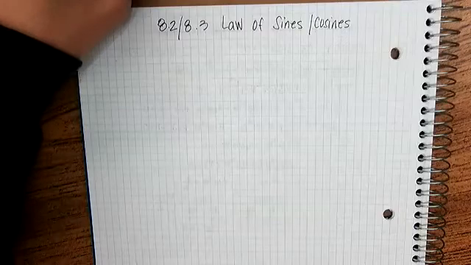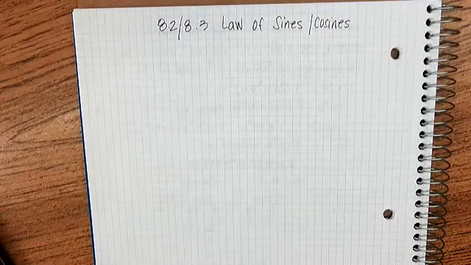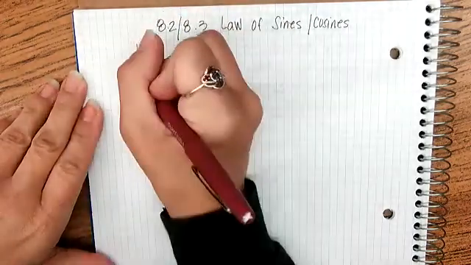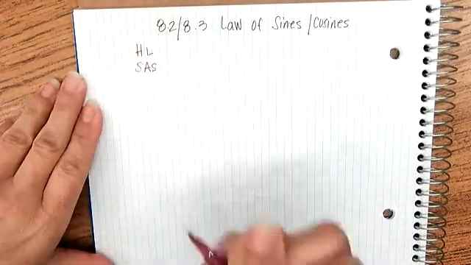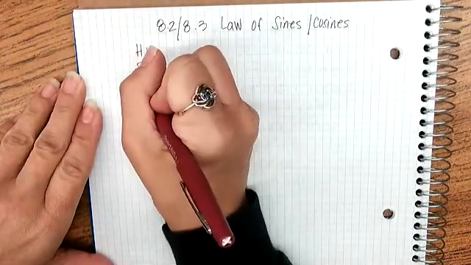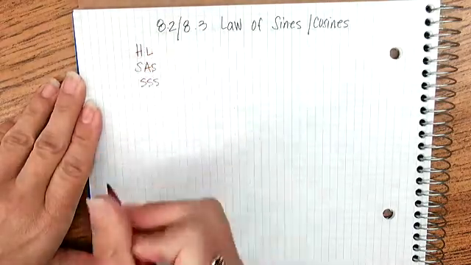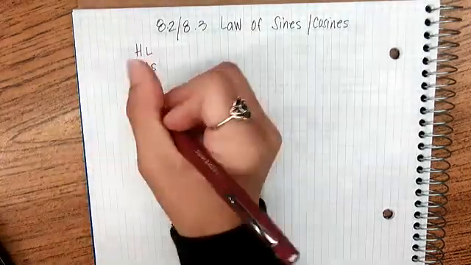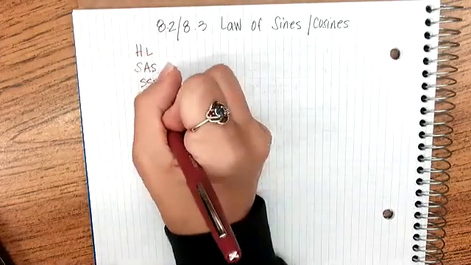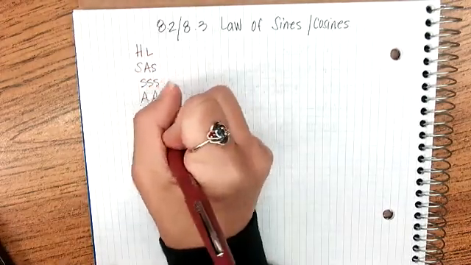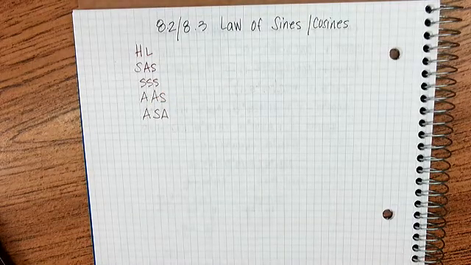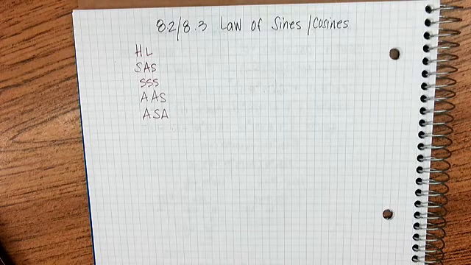First, let's go back to the 5 ways to prove triangle congruency in no particular order. HL, SAS, SSS, AAS, and ASA. Note that side-side angle is not a method of proving triangle congruency. So that's ASS, angle side-side.